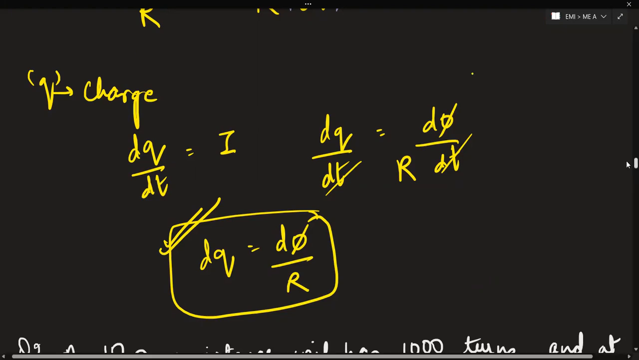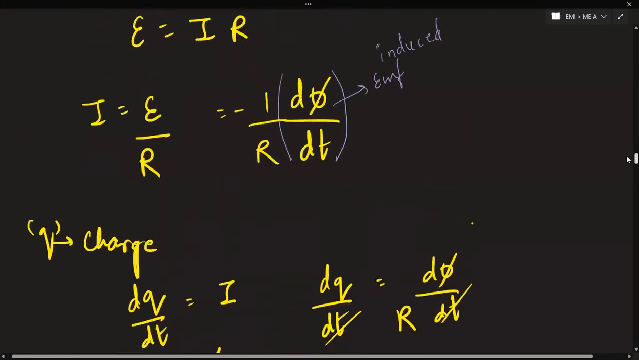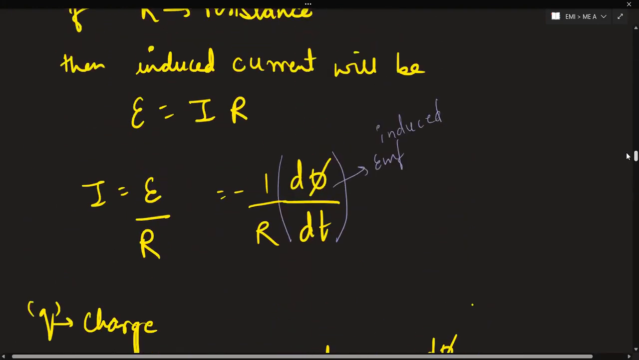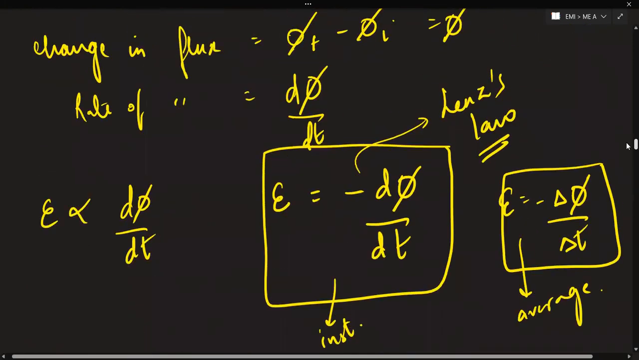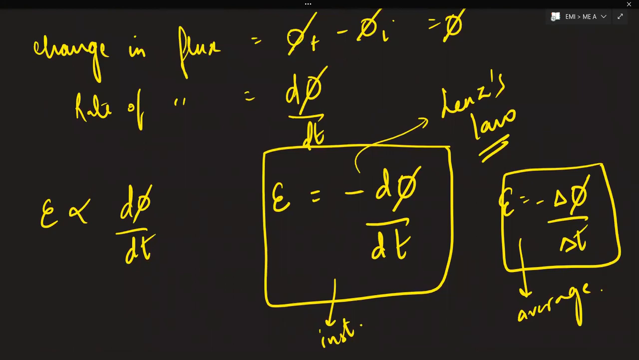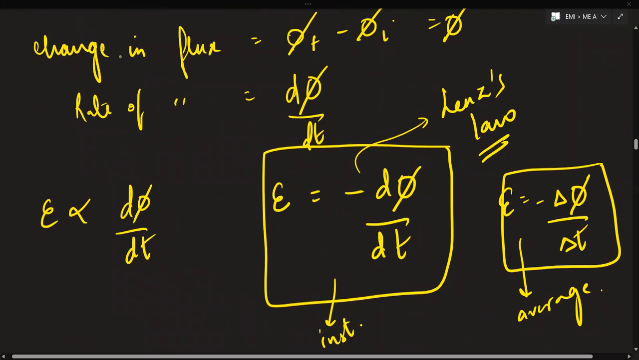Yes, class. Good evening. So yesterday we had completed till this part, your Faraday's laws of EMF. So E is equal to minus d phi over dt. Faraday's law says what? What was the statement of Faraday's law? Yes, Astha. What was the statement of Faraday's law?